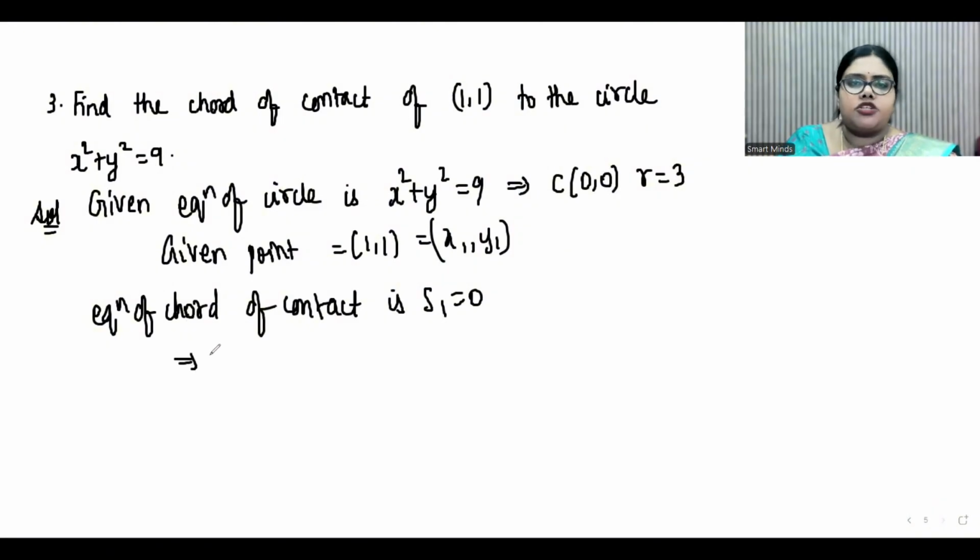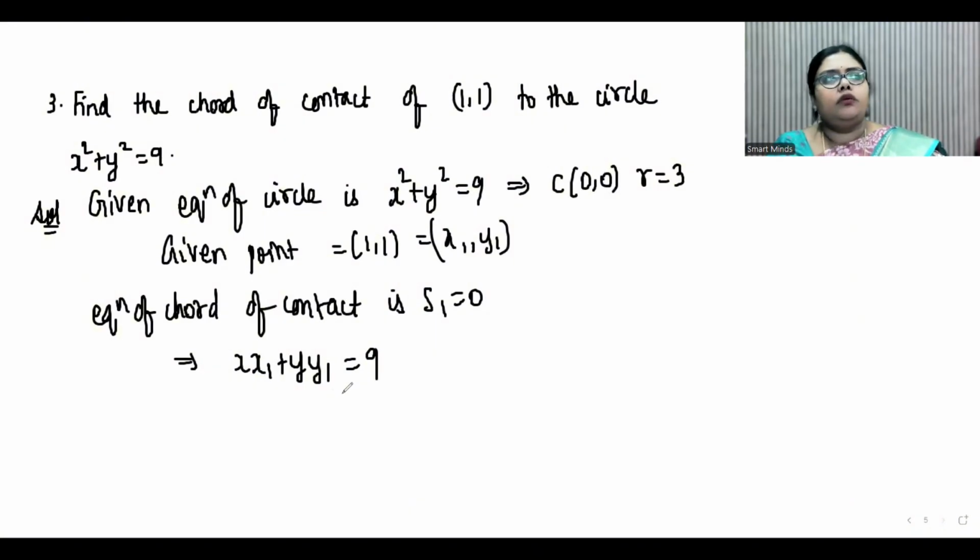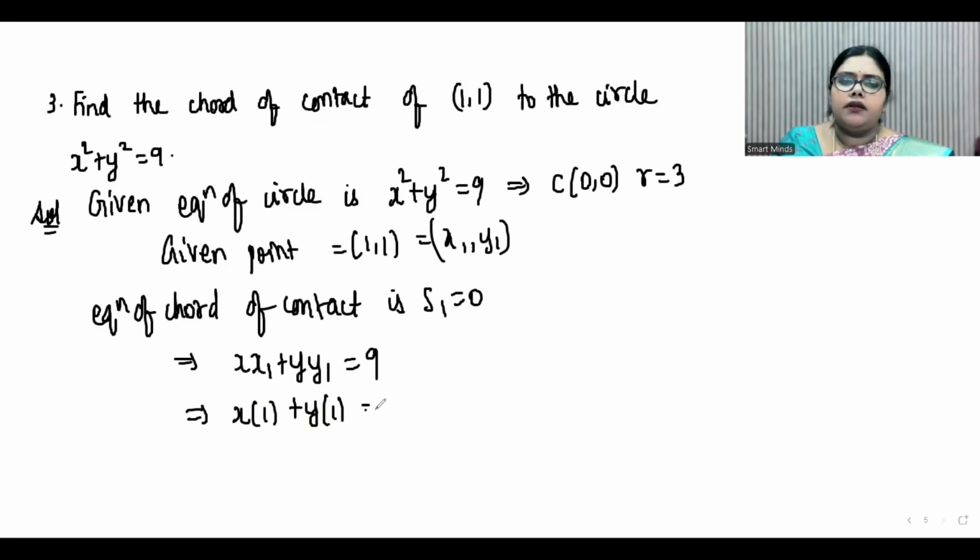See, look at the equation. It is x square plus y square equals to 9. So S1 we write x x1 plus y y1 is equal to 9. That's it. No need of G, F, C, anything. Okay. So that is x into 1 plus y into 1 is equal to 9. So that is x plus y is equal to 9.